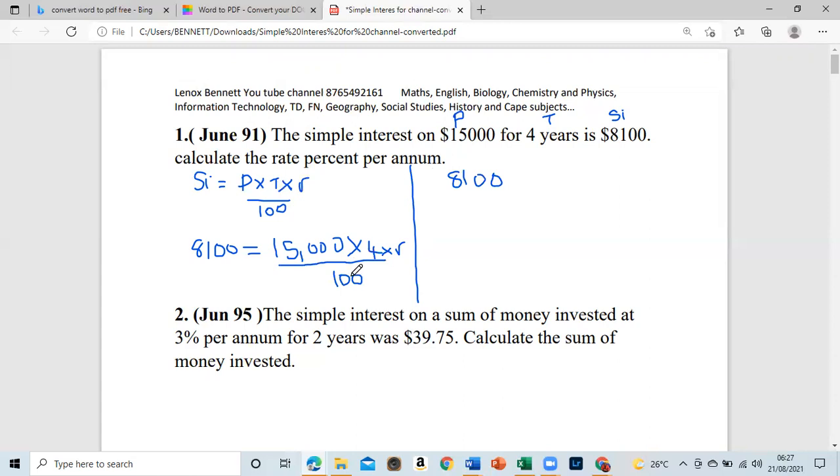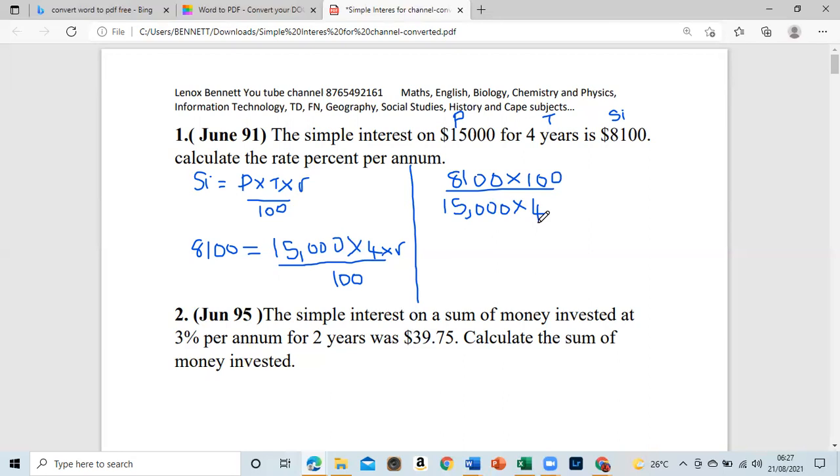This 100 is being divided, so it becomes times. It's just the opposite happening, right? And then what's being multiplied, the 15,000 times 4, is going to be divided. So it's the inverse. The inverse of multiplication is division. The inverse of division is multiplication. Again, guys, I'm just going to put this in my calculator. I'm not going to waste any time.